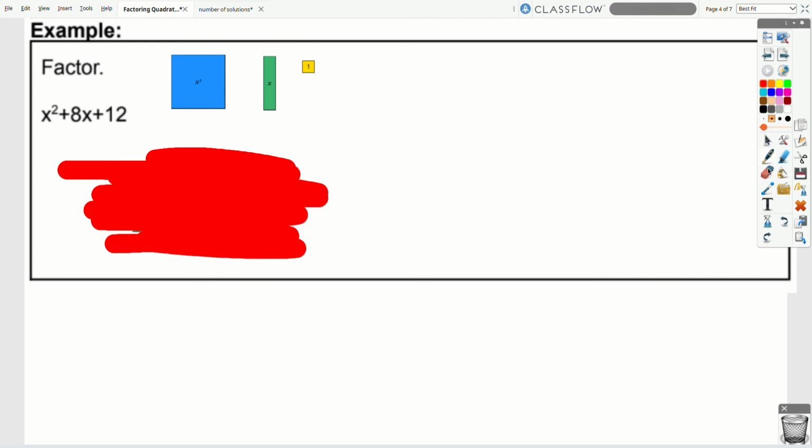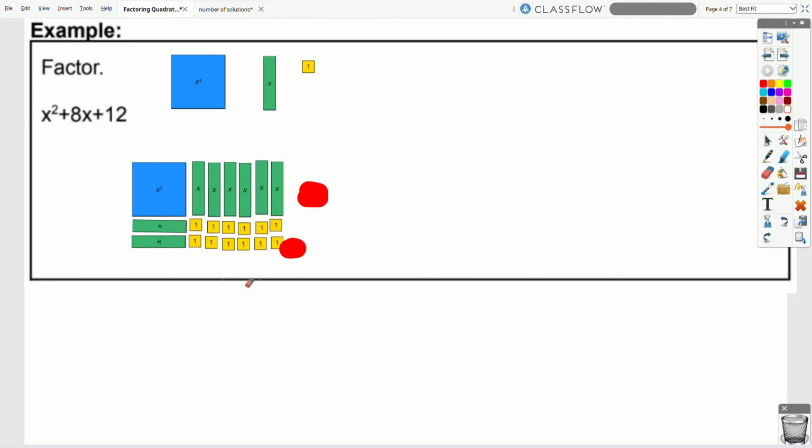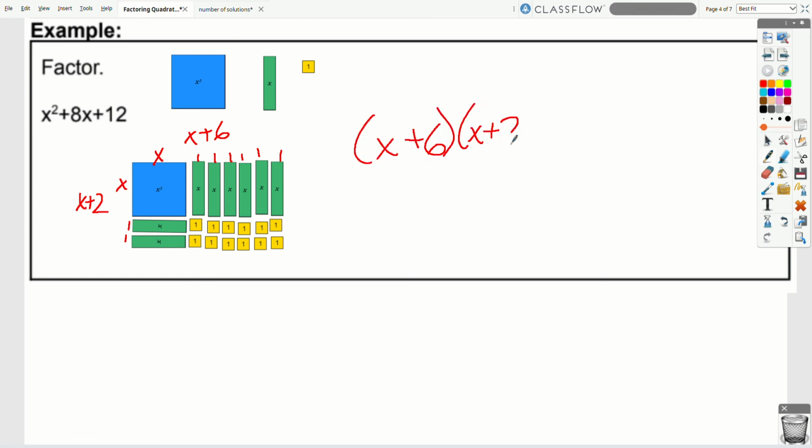Last one, x squared plus 8x plus 12. I think you hopefully get the idea now. We have one of these x squareds, 8 of these x's and 12 of these pieces. Just to save a little bit of time, because you will have these pieces in front of you, it is arranged like so. We have x plus 6 for that side, x plus 2 for this side. So this factors into x plus 6 times x plus 2.